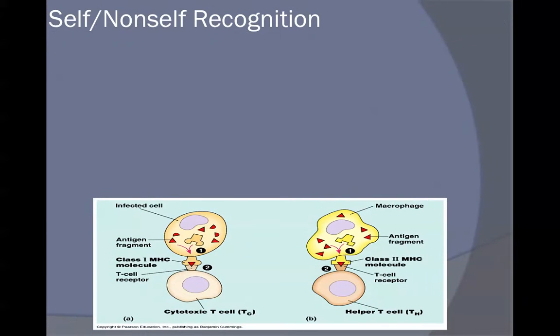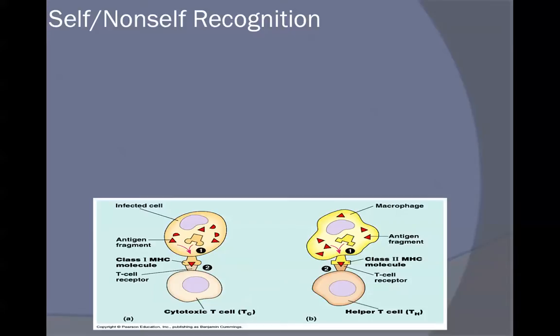All right, so this is just a quick few-minute presentation on something that we didn't quite get to the other day, which is how does the immune system recognize self from non-self? The first thing that you need to understand is that all cells throughout the body are constantly presenting internal proteins to the outside world, to the immune system.